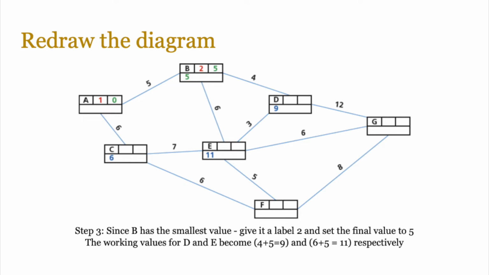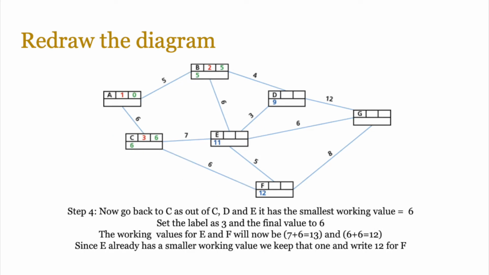5 plus 4 gives us 9. 5 plus 6 gives us 11. And then, as you can see, we now have 3 nodes, C, E, and D, with working values of 6, 11, and 9. Can you now guess where the third label will go? Hopefully you guessed right, and the third label will indeed go to C, which has the smallest working value.